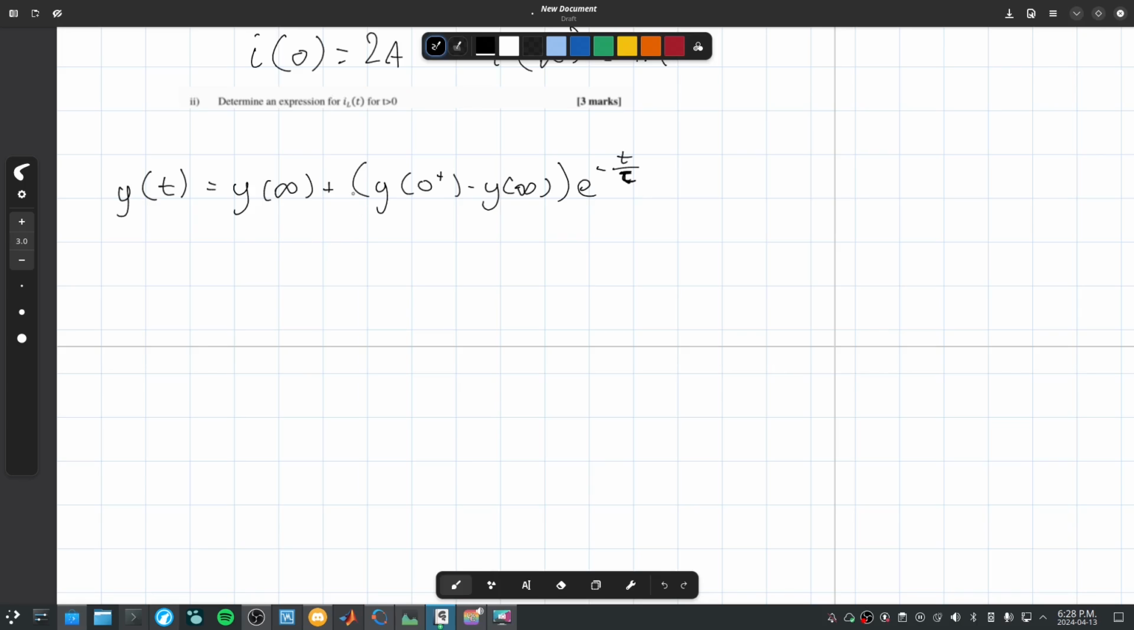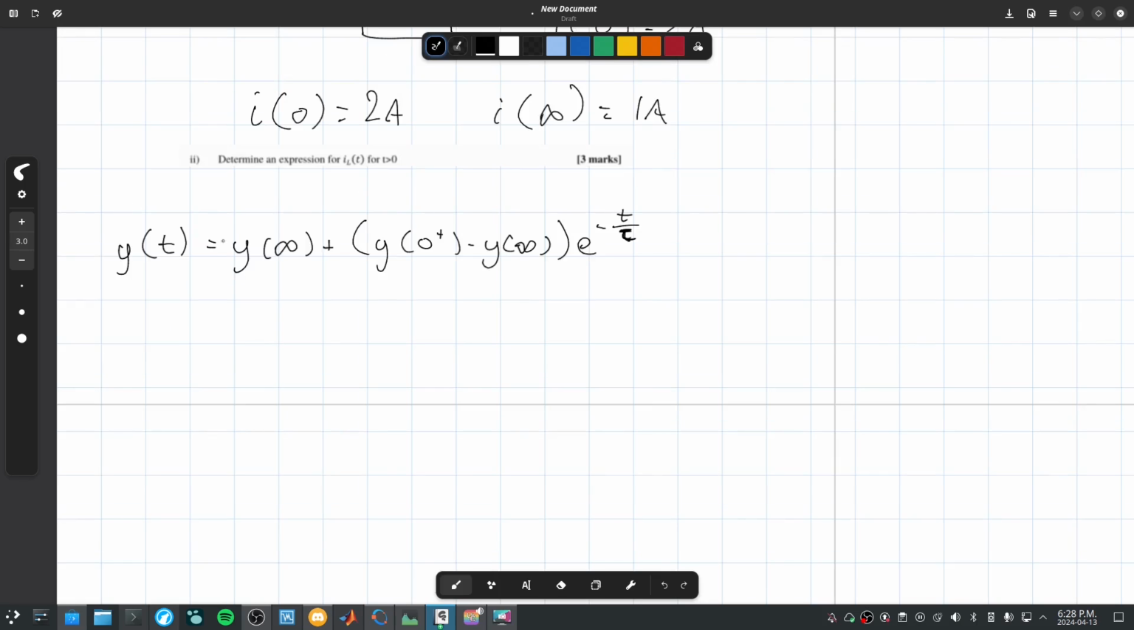So this is the equation you use for something that has an exponential or a natural change. And at this point, we just fill it in, right? So it is equal to the infinity value, which is 1, plus 2 minus 1, e to the negative t over tau.